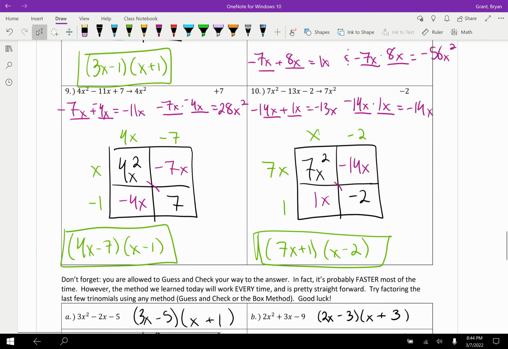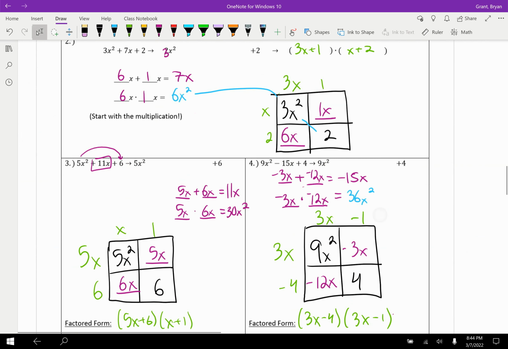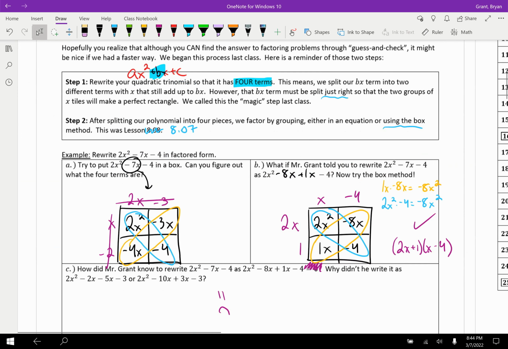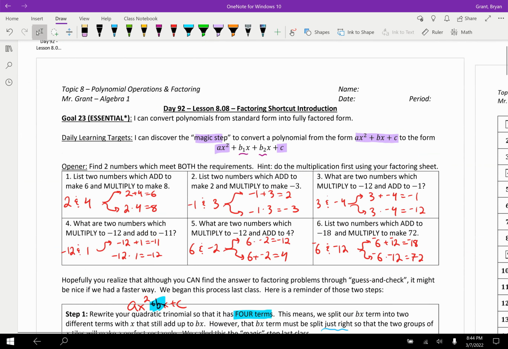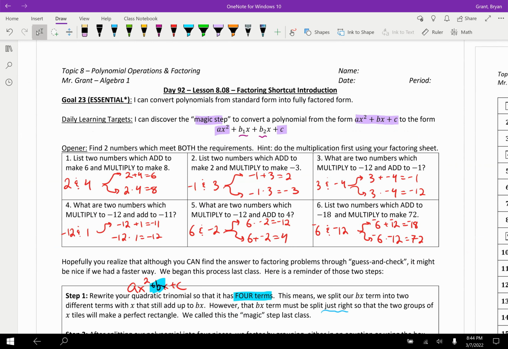Thank you for joining me today. I appreciate you hanging in there. That box method is so powerful, so useful. You'll use a combination of that and guess and check for every math class that you're in for the rest of high school. So make sure you're comfortable with it. If you aren't, ask questions, ask for clarification. We've really learned all the hard stuff.